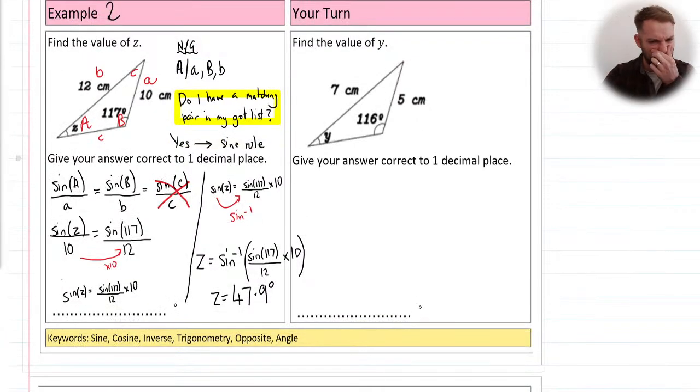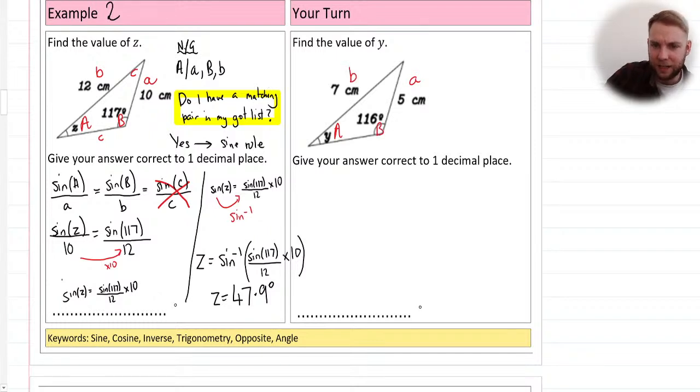Brilliant. So let's have a little look at this one together then. Really impressed. So here we've got to label our sides. Capital A, capital B, little b, capital C, little c. So labeling what you want as A. I do my need and got list, which in this case I need capital A. I've got little a, I've got capital B, and I've got little b.